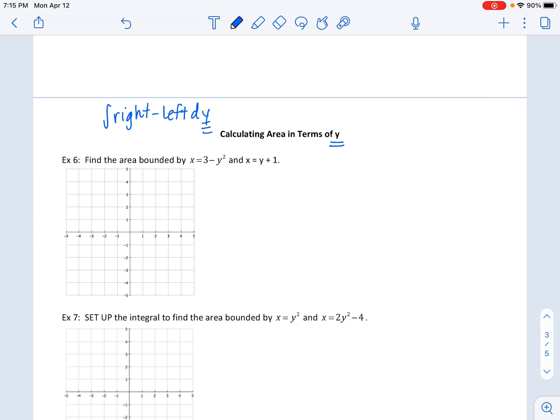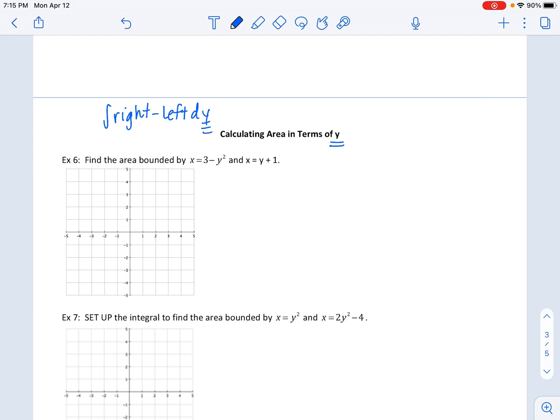And we actually change the variable to be a y variable, and, you know, at the end there with the dy. That means everything that goes in the integrand also has to be in terms of y. So if we look at example 6, this one asks us to find the area bounded by x equals 3 minus y squared and x equals y plus 1. Now, we're not used to seeing equations given to us in this format. Usually they are in y equals format, but that doesn't mean that we can't figure this out.